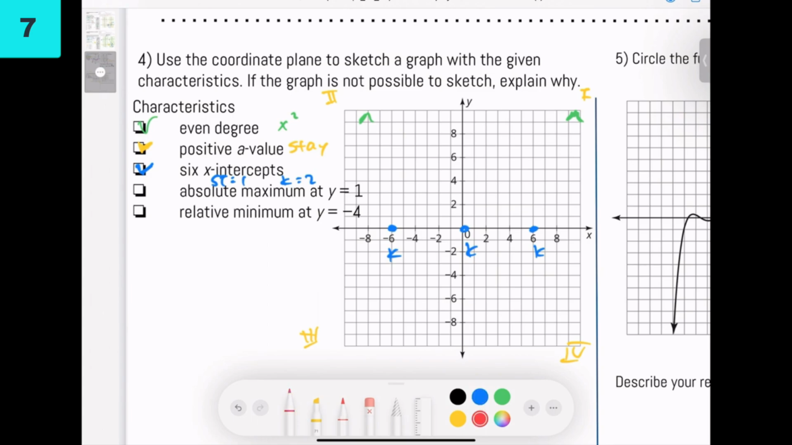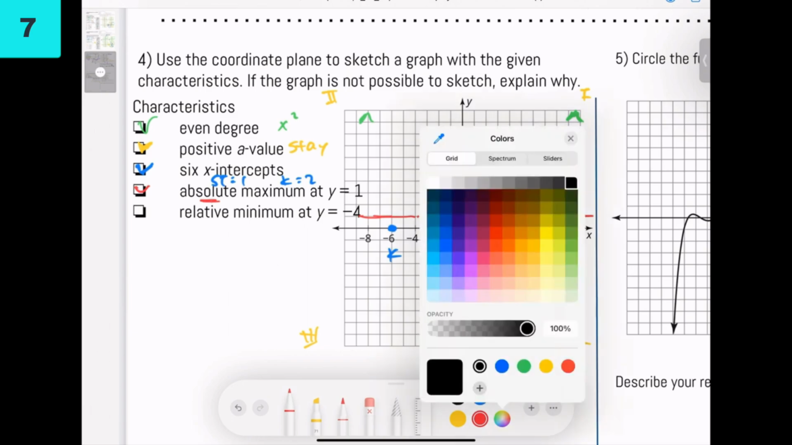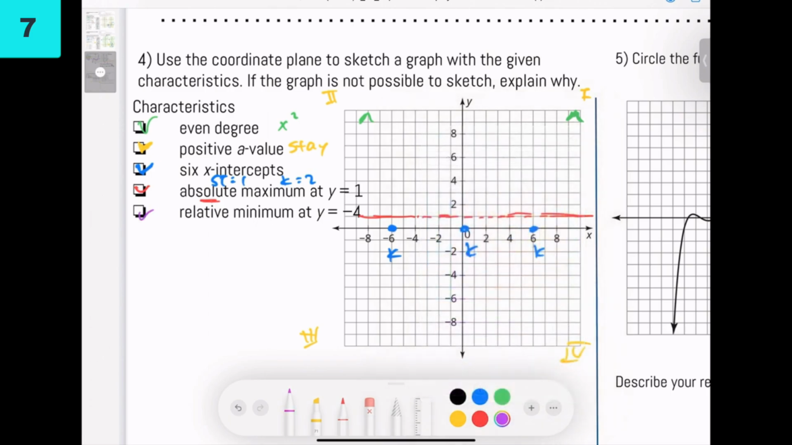Okay. Absolute maximum at 1. Okay. Now I'm running into some problems here. Okay. Absolute means the absolute highest mountain or roller coaster. And how is that possible if my arrows are in the air up there? And relative minimum at -4.